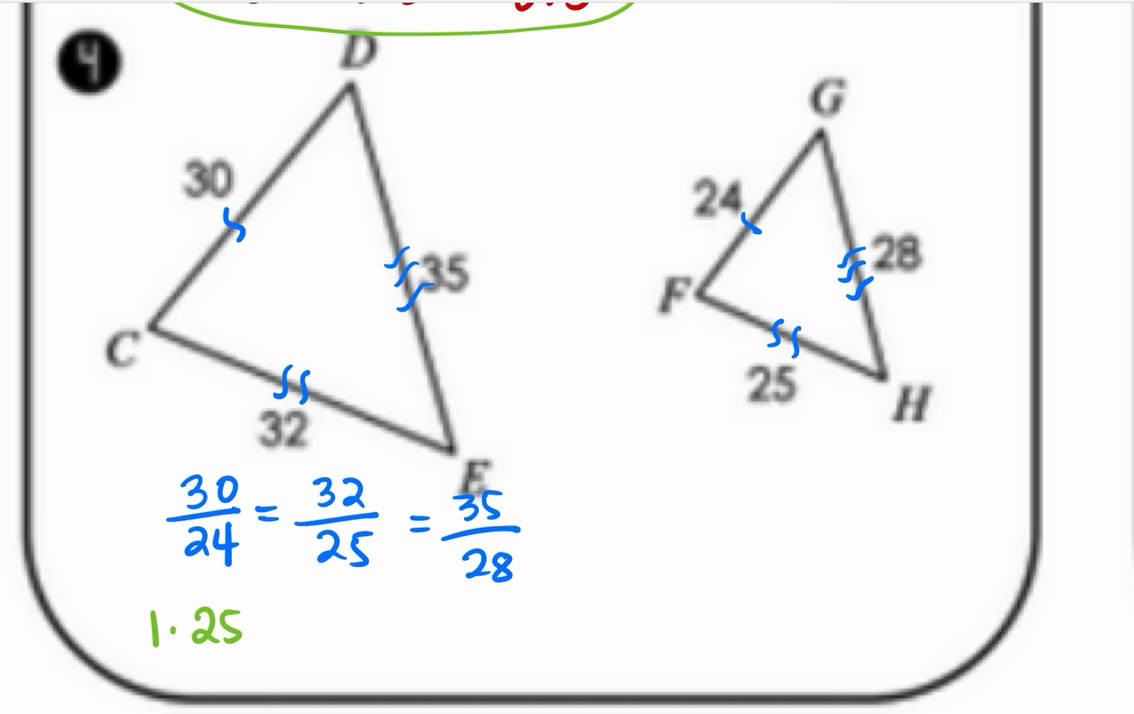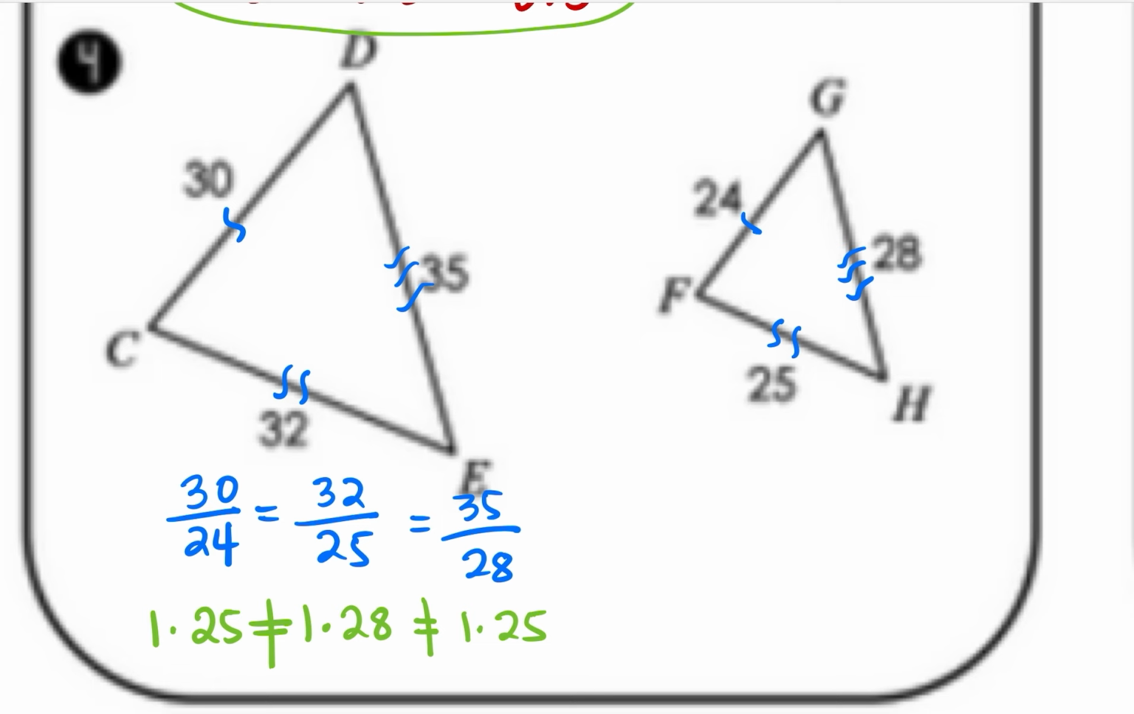32 divided by 25 is 1.28. Obviously they're not equal, so I'm going to put a line. They're not equal. And 35 divided by 28 is equal to 1.25, and they're not equal.